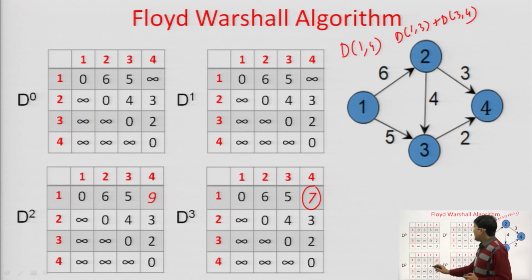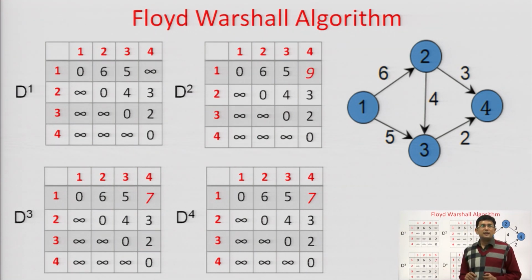1 to 3 entry in D2 is 5 and 3 to 4 entry in D2 is 2. So 5 plus 2 is 7 and we have updated this value. Similarly आप फाइनली फाइंड करेंगे D4 एंट्री जो कि फोर्थ वर्टेक्स को मीडिएटर लेगा. Incidentally there is no change in this matrix.